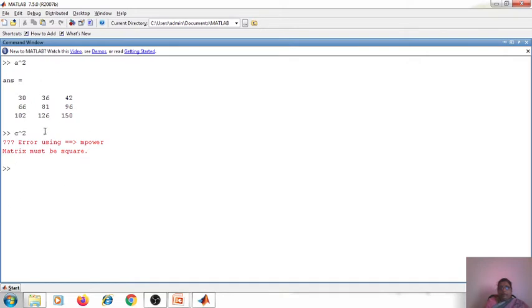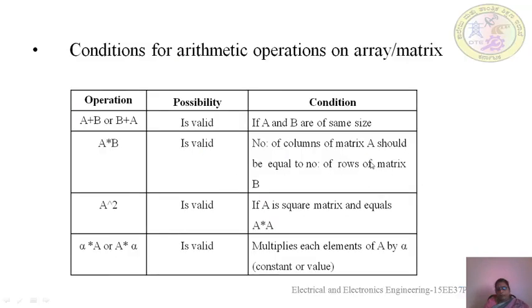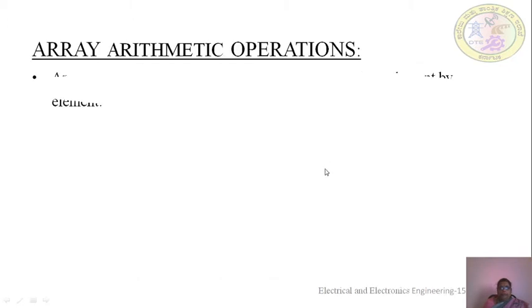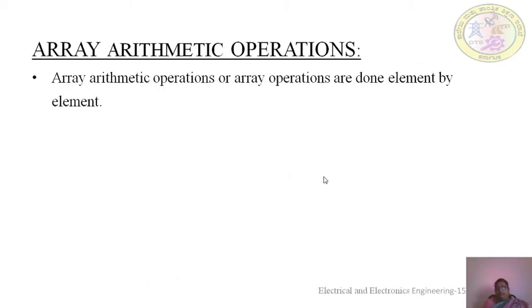Okay, I think now you have followed how the conditions have to be fulfilled to perform the arithmetic operations on the matrix. So we have seen with examples how the arithmetic operations are performed on the matrix. Now we'll see the arithmetic operations on the array. Array arithmetic operations or the array operations are done element by element. So this is the difference between the matrix arithmetic operation and the array arithmetic operation.